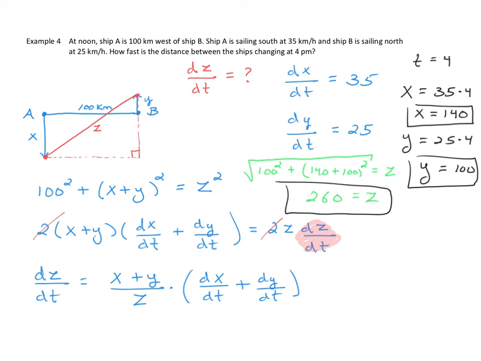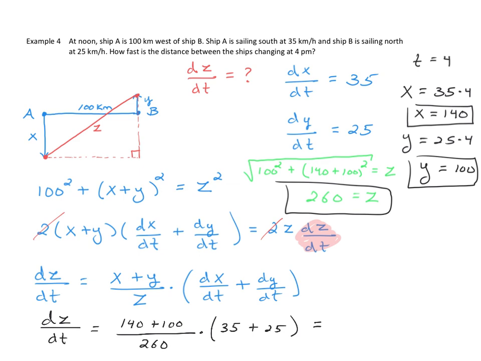I think we can plug everything into this formula now. Let's do it. dz/dt is equal to 140 plus 100 all over 260, multiplied by 35 plus 25. Again, I'm just going to do this in my calculator to get a value for it. So 140 plus 100 all divided by 260, and then that whole thing multiplied by 35 plus 25.